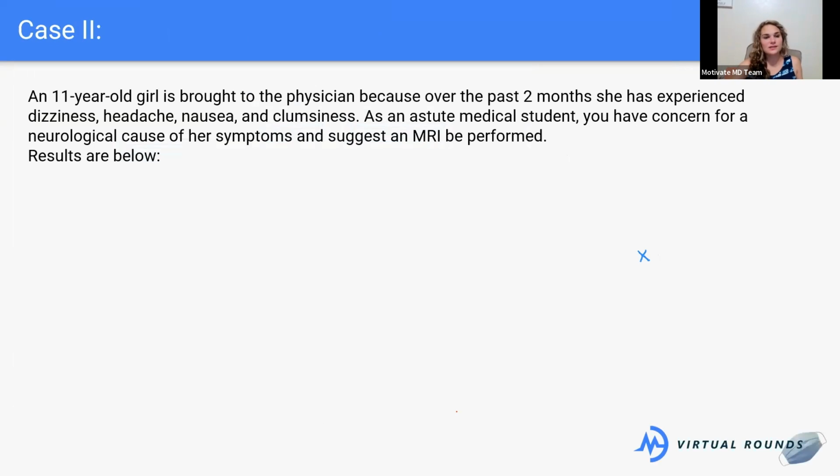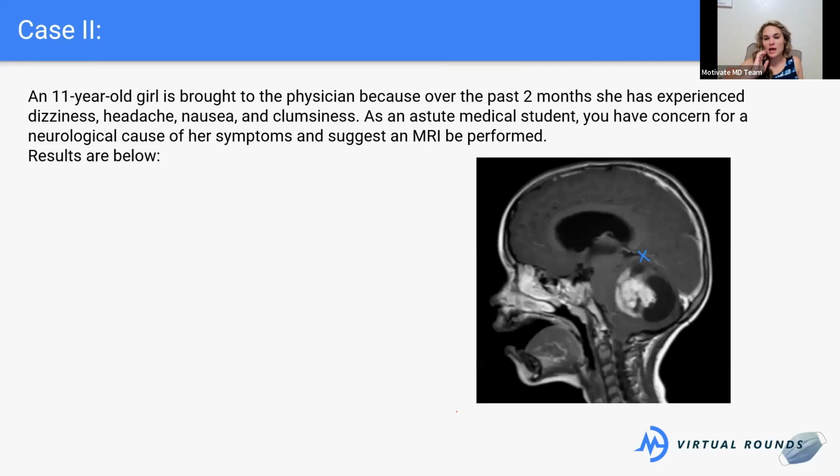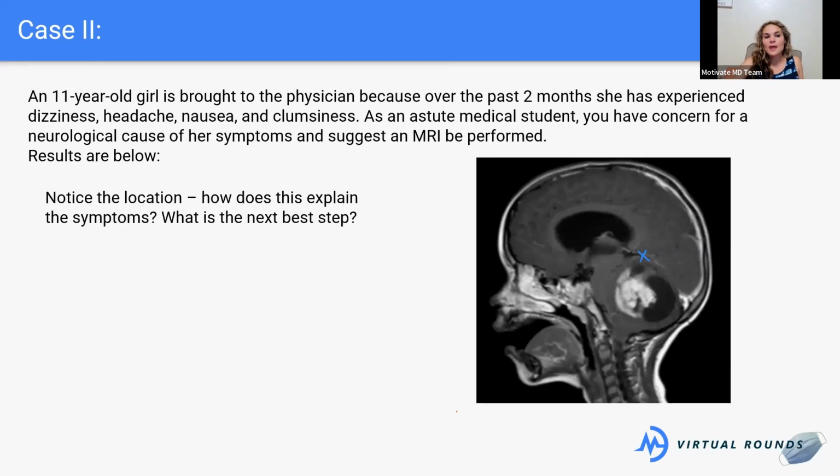Okay, finally to case 2. An 11-year-old girl is brought to the physician. Over the past 2 months, she's had dizziness, headache, nausea, clumsiness. You have a concern for a neurological cause of her symptoms, and you say, let's get an MRI right away because I'm concerned that something is going on inside her brain. So here are the results of the MRI. Notice the location. How does the location of the pathology on the imaging that you see explain the symptoms she's having?